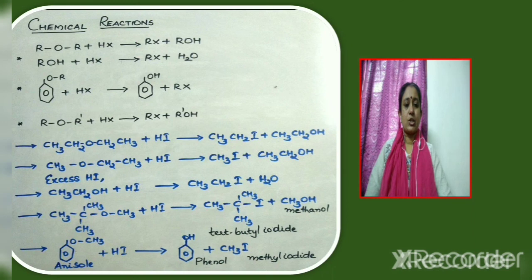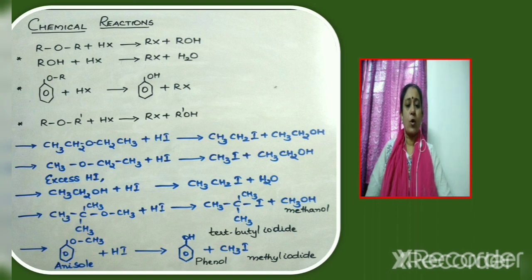Consider the reaction of tertiary butyl methyl ether with hydrogen iodide. In this reaction, the products formed are tertiary butyl iodide and methanol. When anisole, that is C6H5OCH3, reacts with hydrogen iodide, the products formed are phenol and methyl iodide.